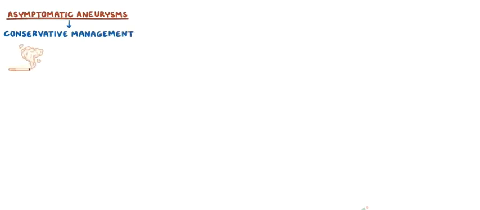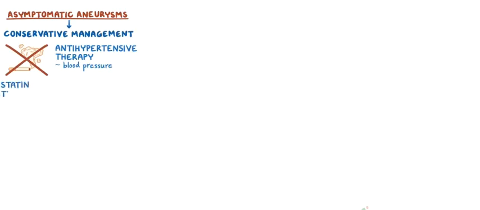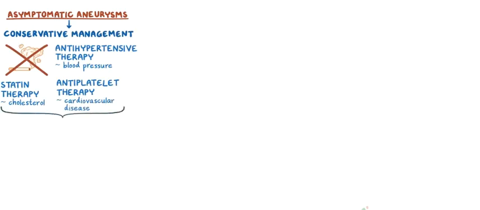To avoid this, asymptomatic aneurysm should get conservative management, which includes smoking cessation, antihypertensive therapy to control blood pressure, statin therapy to lower cholesterol levels, and antiplatelet therapy for cardiovascular disease. In addition, they must be followed up with imaging to evaluate the diameter and expansion rates.